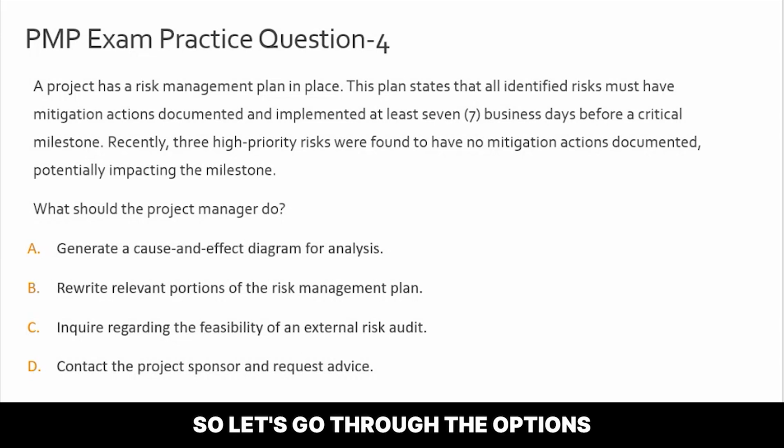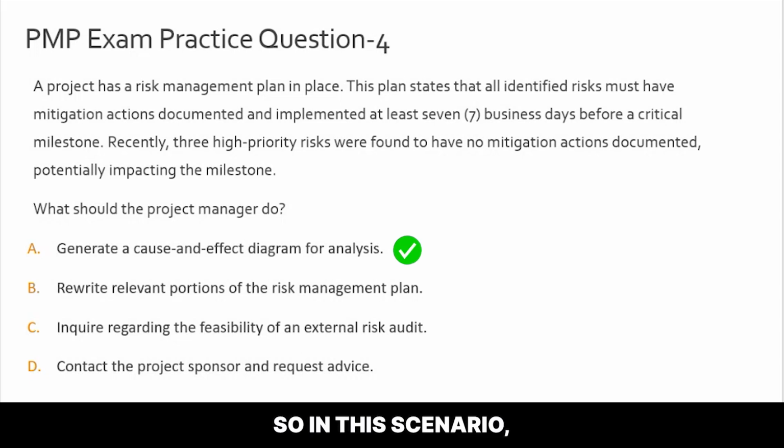All right, so let's go through the options one by one. Let's look at option A because this is the correct answer, guys. Okay, so in this scenario, the correct action is to generate a cause and effect diagram for analysis, because this tool, which is often also called the Ishikawa diagram or a fishbone diagram, enables the project manager to systematically identify and understand the root causes of why critical risk management processes were not followed. Okay, so it basically helps you to understand the root cause of an issue which has happened.